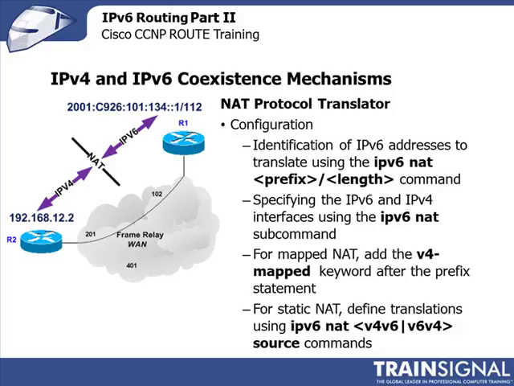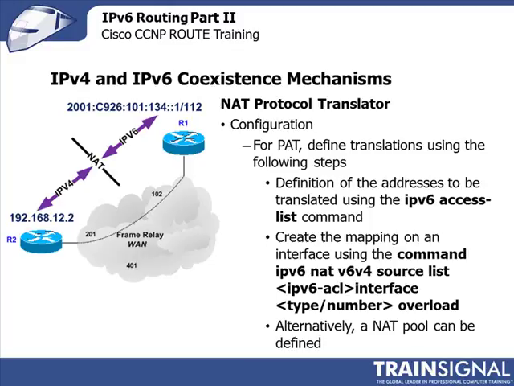Configuring it, you obviously have to identify the IPv6 addresses to translate using the IPv6 NAT prefix and length command. You specify the addresses, and then you specify the interfaces using the IPv6 NAT subcommand on the interfaces. If you're going to use mapped NAT, you add the v4 mapped keyword after the prefix statement. If you're going to do static NAT, you just define the translation just as it is with IP version 4. You do IPv6 NAT v4 to v6, and v6 to v4 source commands.